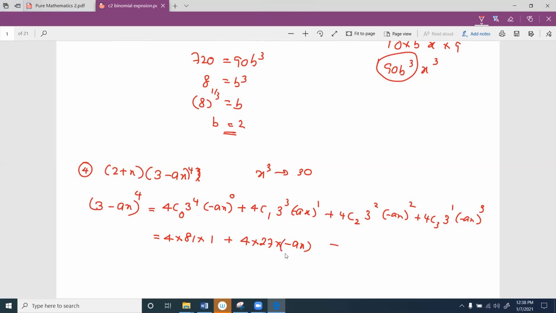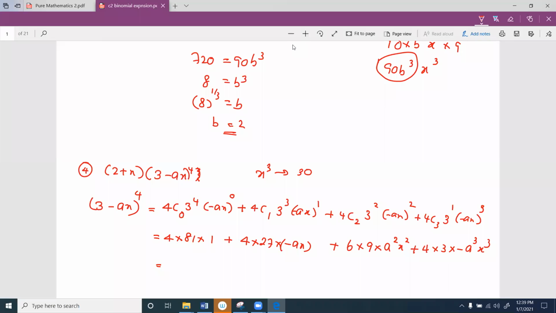Right. Okay. 4C2. If you work out 4C2, the answer is 6. 6 times 3 squared, which is 9, and (ax) whole thing squared, that is a squared x squared. So you have to square both expressions. That is the general mistake most students make. Then 4C3, again 4, times 3, times here it's minus a cube x cube. That's a fact we have to understand. So when you cube it, you have to cube all the terms inside the bracket.